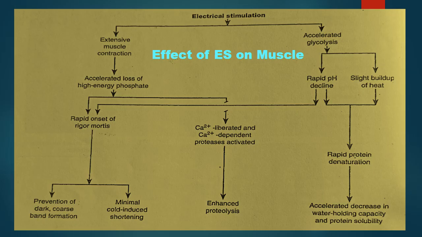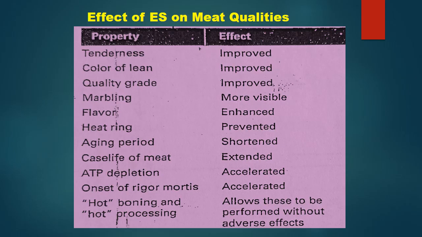Here we will see in brief the effect of electrical stimulation on meat qualities or meat properties. It is a brief summary of the overall effect of electrical stimulation. The tenderness is improved, the color of lean improved, quality grade improved, marbling more visible, flavor enhanced, heat ring prevented, that is due to the slow cooling of the carcass. The aging period is shortened. The case life of meat, that is the shelf life of meat, is extended.